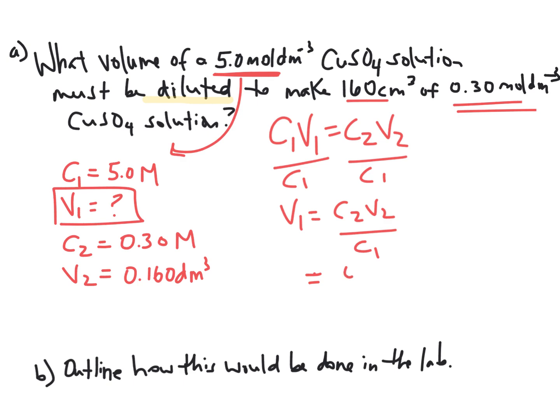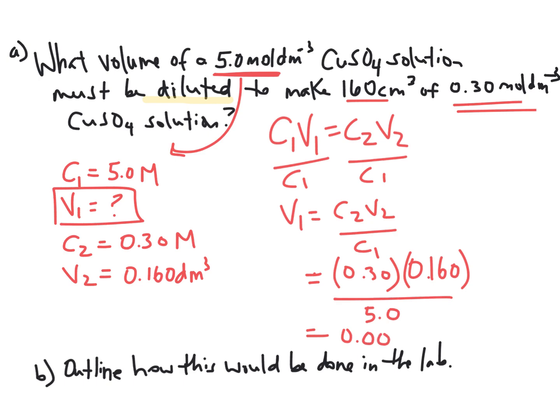And in it all goes: 0.30, volume 0.160, concentration 5.0. Solve it up. What do you get? You get 0.0096 cubic decimeters. Okay, or that is the same as saying 9.6 cubic centimeters. So that is the volume of the original concentrated solution, this one right here. The original concentrated solution we would need would be 9.6 cubic centimeters of it.